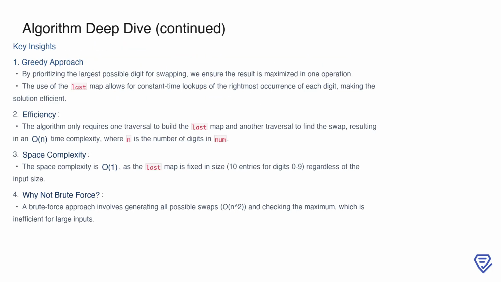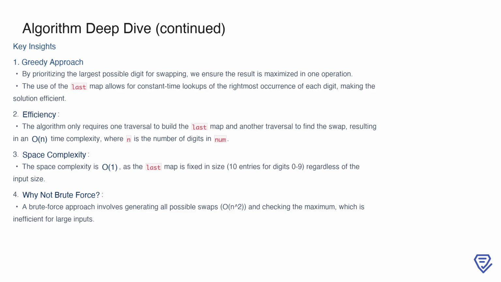The key insight behind this solution lies in the greedy approach, which ensures that we maximize the result with just one swap. By always prioritizing the largest possible digit for the swap, we achieve the optimal result efficiently. The use of the rightmost index map is critical here, as it allows us to look up the position of a digit in constant time.